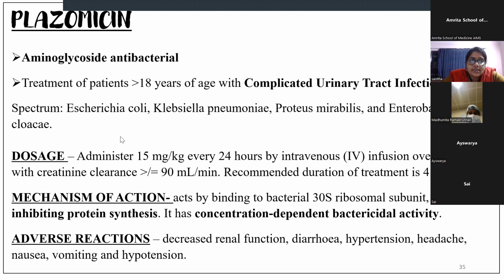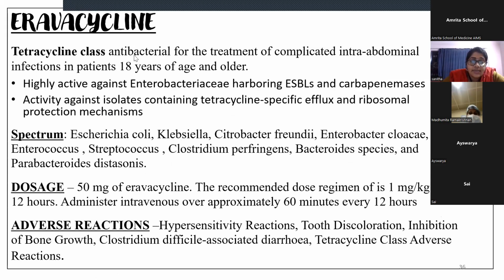Then eravacycline, it's a tetracycline antibiotic. It is effective for gram-negative bacteria, which is Enterobacteriaceae, which harbors extended spectrum beta-lactamases and carbapenemases. And it is effective for tetracycline resistant Enterobacteriaceae. Then the side effects, just like tetracycline, it can inhibit the bone growth. It can cause superinfection, that is Clostridium difficile associated diarrhea.